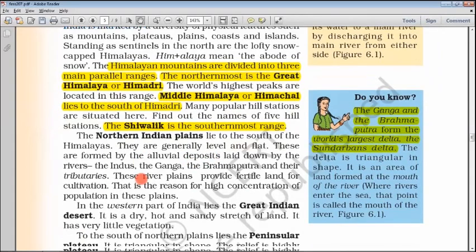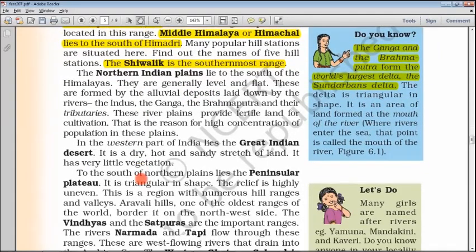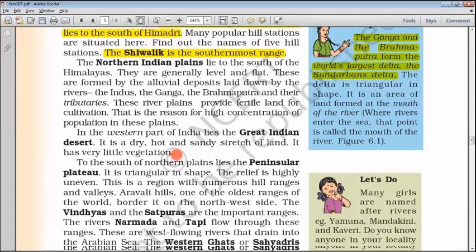And we talked about the northern Indian plains. Then in the western part, we have got the Great Indian Desert, which is a dry, hot, and sandy stretch of land, and it has very little vegetation.